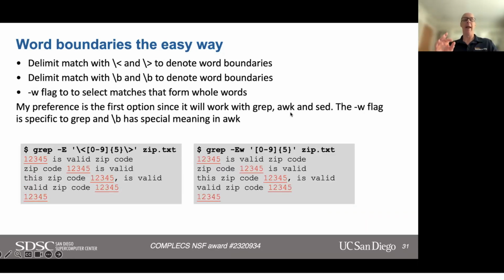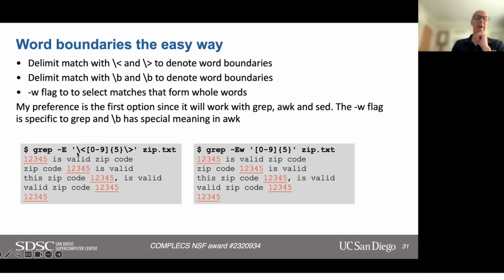Fortunately, grep and the other Linux tools have ways for specifying word boundaries. So we can delimit the match with \< and \>, or \b to denote the word boundaries, or we could use the -w flag to select matches that form whole words. Now my preference is for the first option, since it's going to work with grep and awk. The -w flag is specific to grep, and \b has no special meaning in awk.